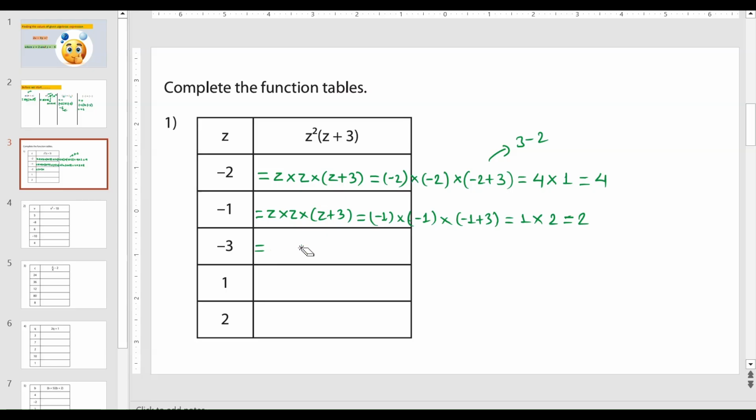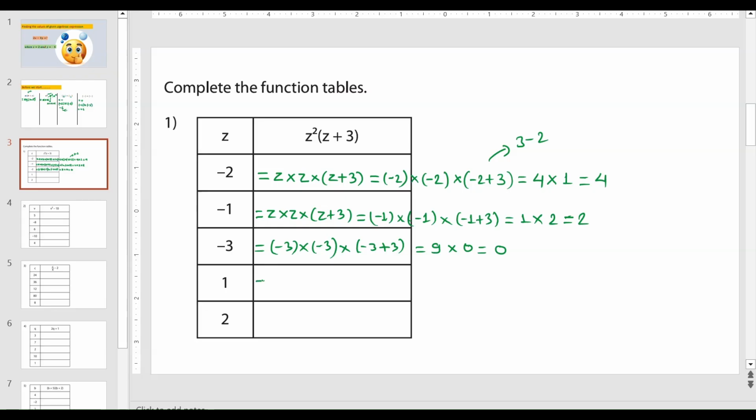Similarly, now the third value, minus 3. Here let's directly do it. Let's not repeat the same expression breakdown. So far we have understood, so I'm directly putting the values: minus 3 times minus 3 times minus 3 plus 3. So what will we get? Minus 3 times minus 3 is plus 9, times minus 3 plus 3, which is 0. Negative plus positive is 0. So 9 times 0 is again 0. Multiply any value with 0, the answer is 0.